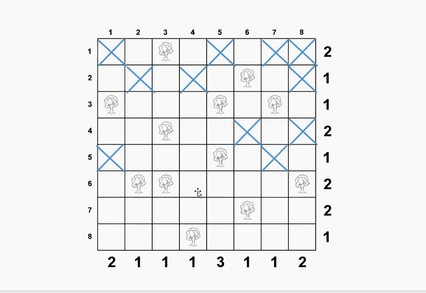Row number 6, all cells are in contact with a tree. Row number 7 here. In row number 7, there is no other empty cell. And row number 8, there are a couple of empty cells. Here and finally here. Okay, what now?